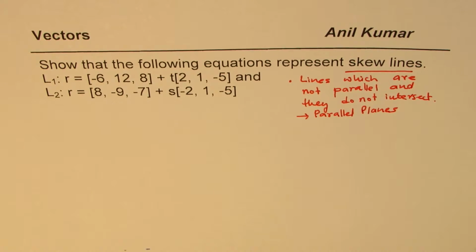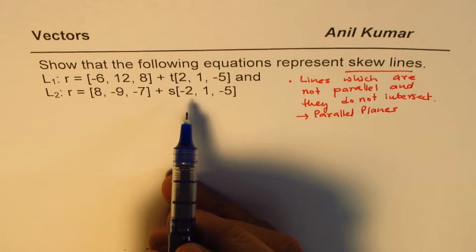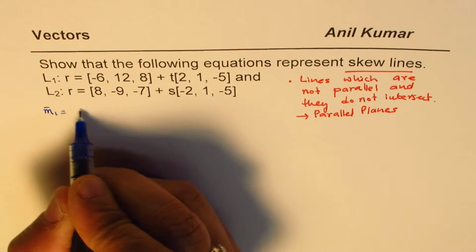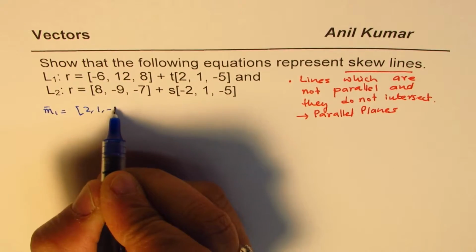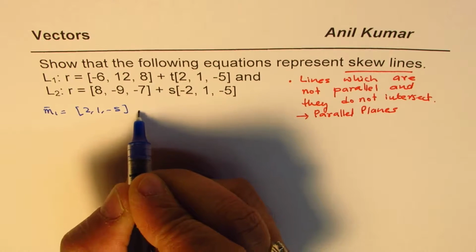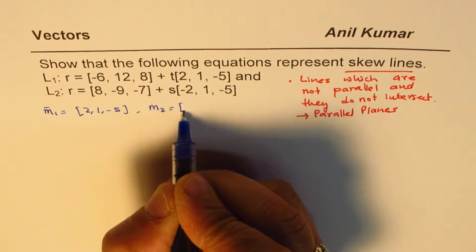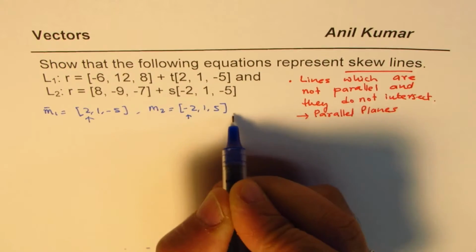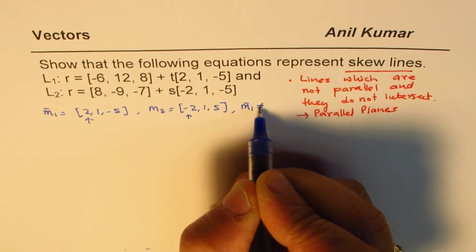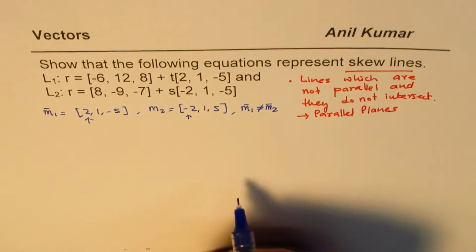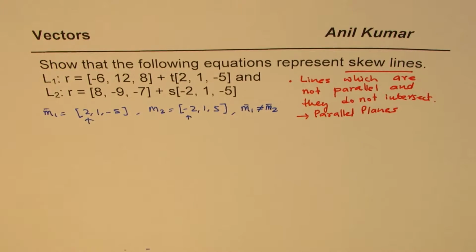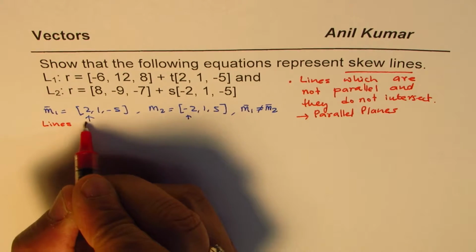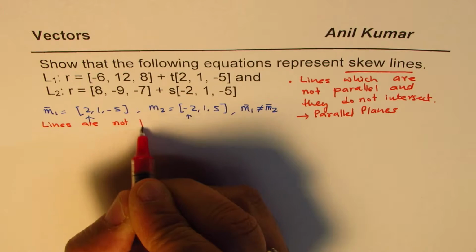Now with that, let's see whether the given lines are parallel or not. You can see that M1 is (2, 1, -5), and M2 is (-2, 1, -5), correct? Now you can see they are different, so we know M1 is not equal to M2. That means the lines are not parallel.